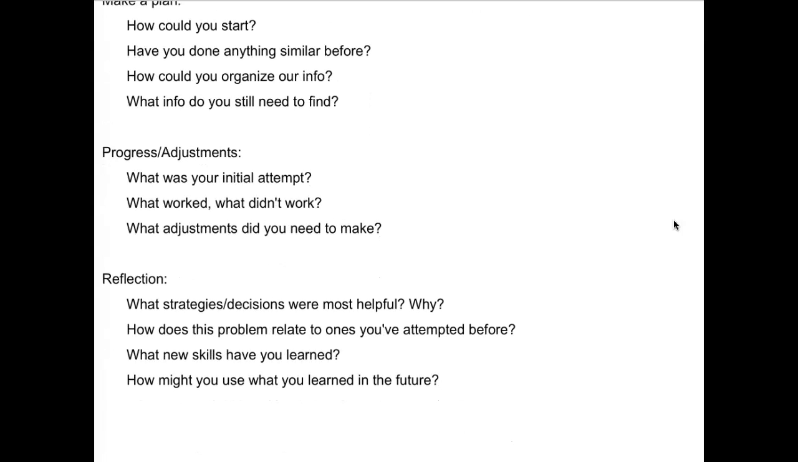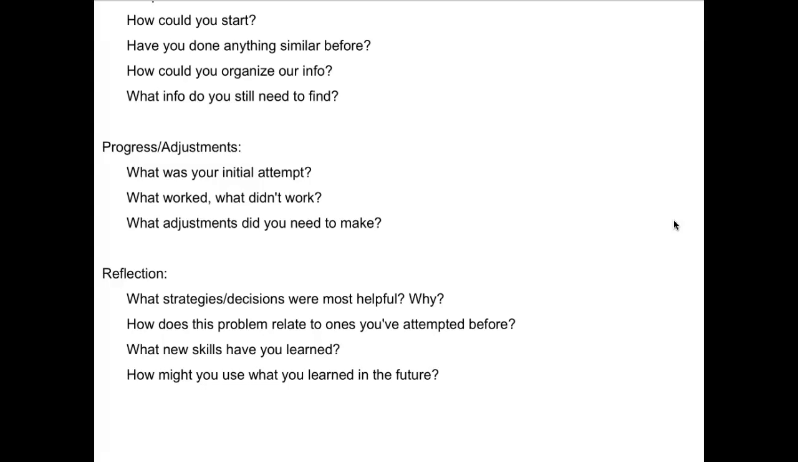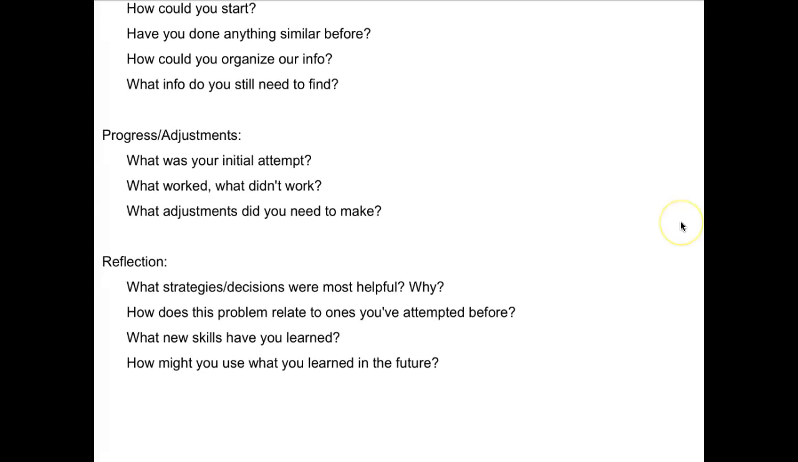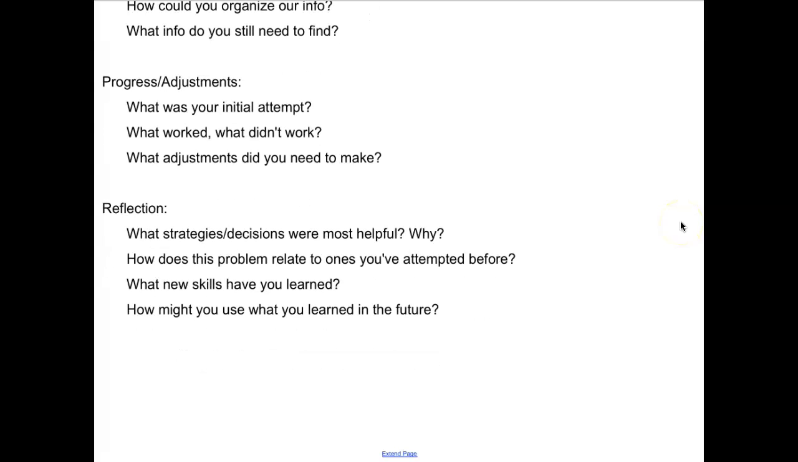While they're working and carrying out that plan, some questions to ask themselves: what was your initial attempt? What worked and what didn't work? And what adjustments did you need to make? I do expect them to have all of their work shown so that they can support their answer. Once they finish, some reflection questions like what strategies or decisions were most helpful and why? How does this problem relate to ones you've attempted before? What new skills have you learned? And how might you use what you've learned in the future?